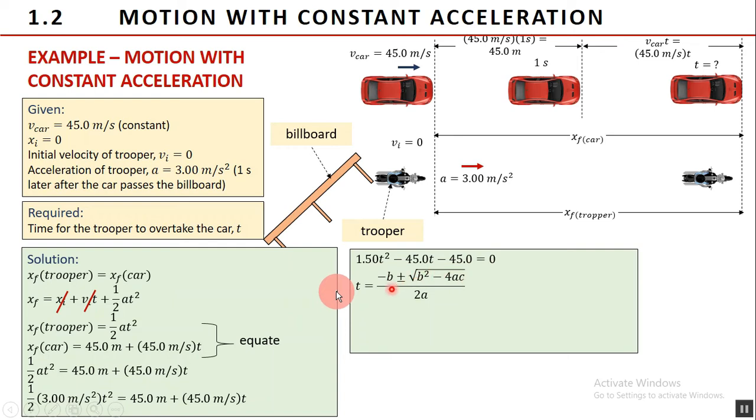Finally, solving for t using the quadratic formula, t equals the quantity negative b plus or minus the square root of the quantity b squared minus 4ac, all over 2a. Substituting, the coefficient a is 1.5, b is negative 45 and c is also negative 45. Then using the plus operation will give a time of 31 seconds. That's it, it took 31 seconds for the trooper to overtake the car.